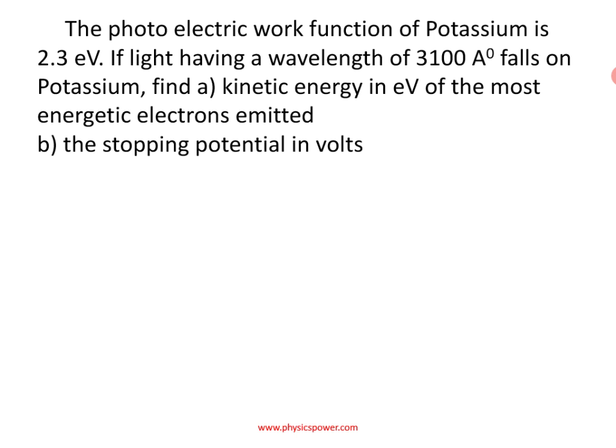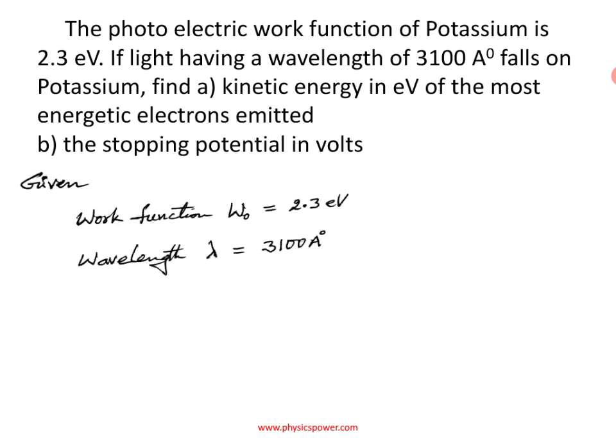The photoelectric work function of potassium is 2.3 electron volt. If light having a wavelength of 3100 angstrom unit falls on potassium, find A, the kinetic energy in electron volt, they are asking, of the most energetic electrons emitted. B, the stopping potential in volts. So it's a given data. So I want to give first a small hint.